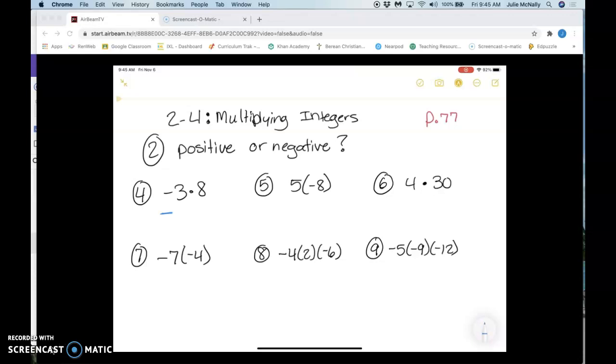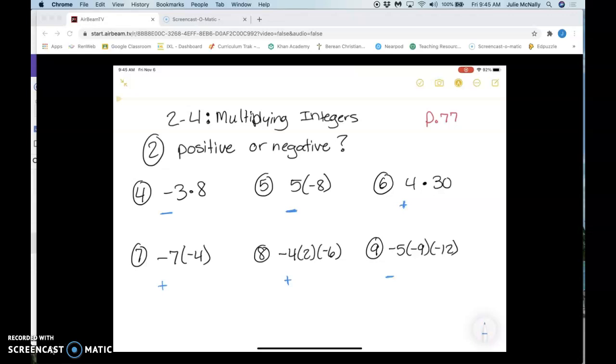Number 5, negative or positive? Negative. 6. Positive. And I'm just going to write a little plus so I don't forget it's positive. 7. Positive. Yeah, good. 8. Positive. Good. Even number of negatives means a positive answer. And number 9? Negative. Awesome. Odd number means negative answer.